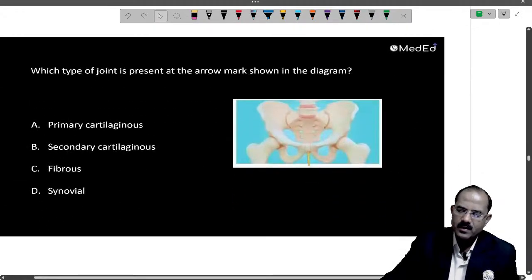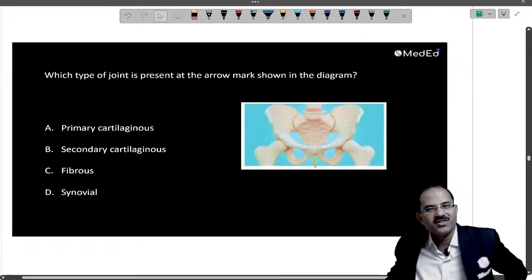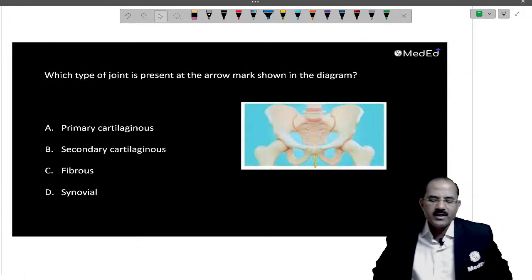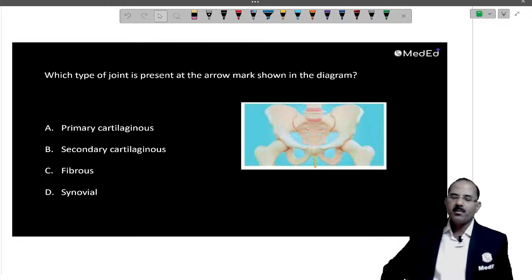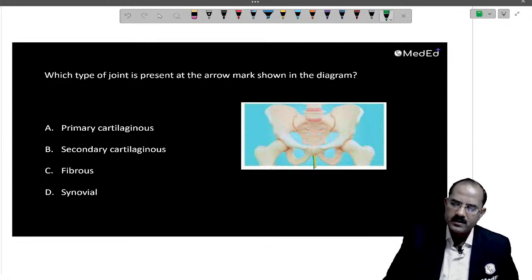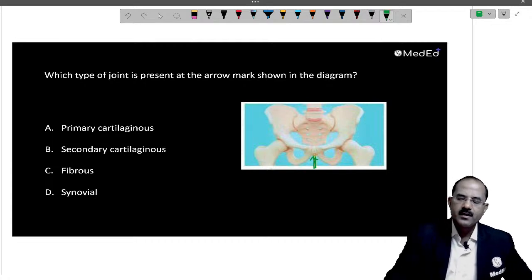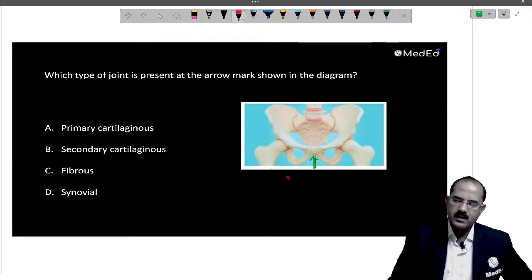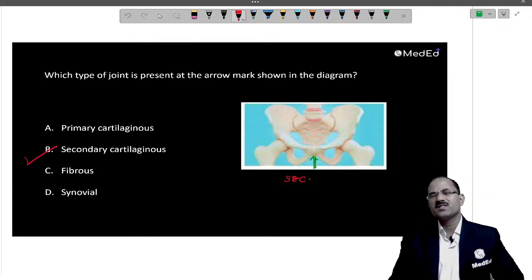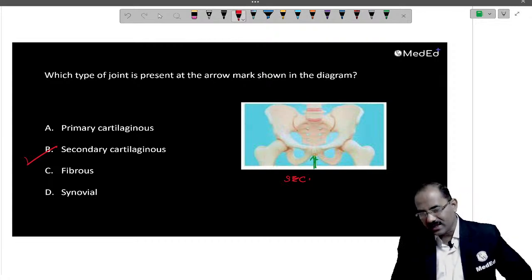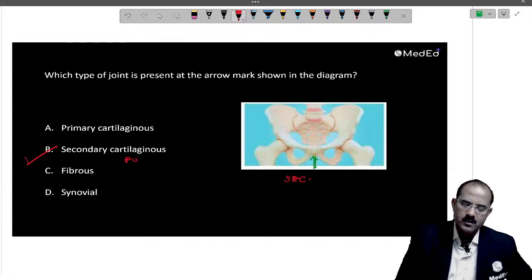Okay. Coming to the next MCQ, my dear children, come on, answer this. What is the answer for this? Which type of joint is present at the arrow mark in the diagram? That's the arrow. Any guesses, bacho? What is this joint? This is a secondary cartilaginous joint. Pubic symphysis. So pubic symphysis is a secondary cartilaginous joint.